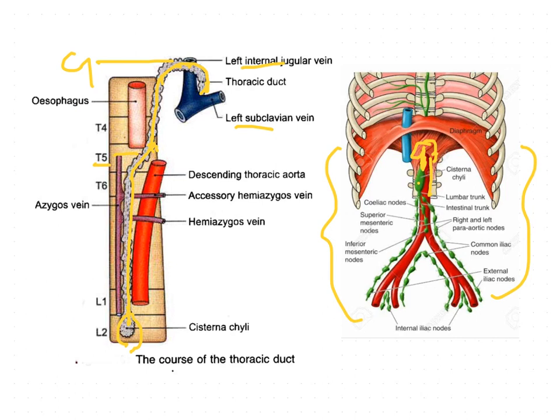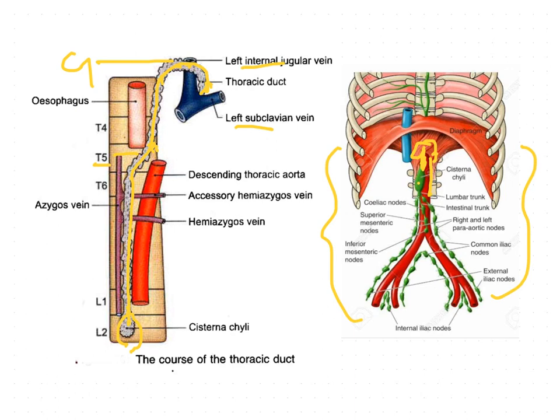So in the neck, it arches laterally at the level of C7 vertebra and finally descends in front of the first part of the subclavian vein and ends by opening into the angle of junction between the left subclavian and left internal jugular veins. So this is the course of the thoracic duct.